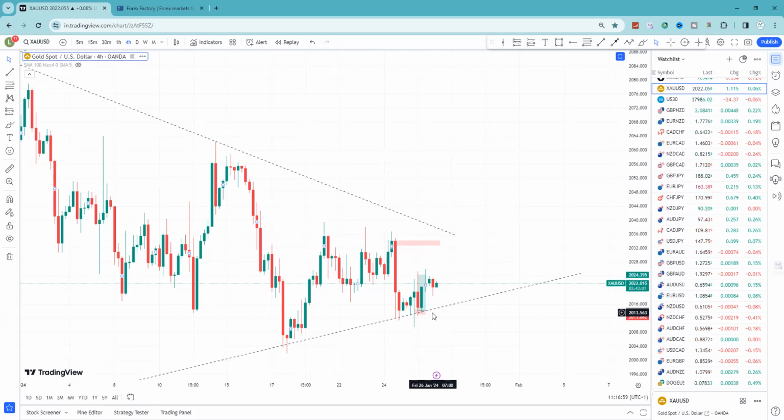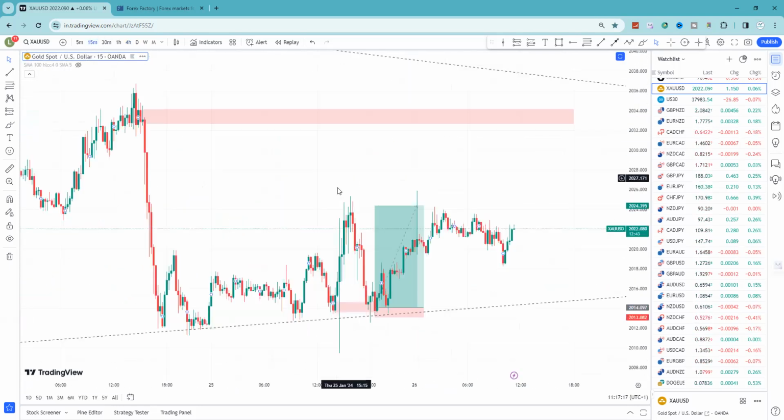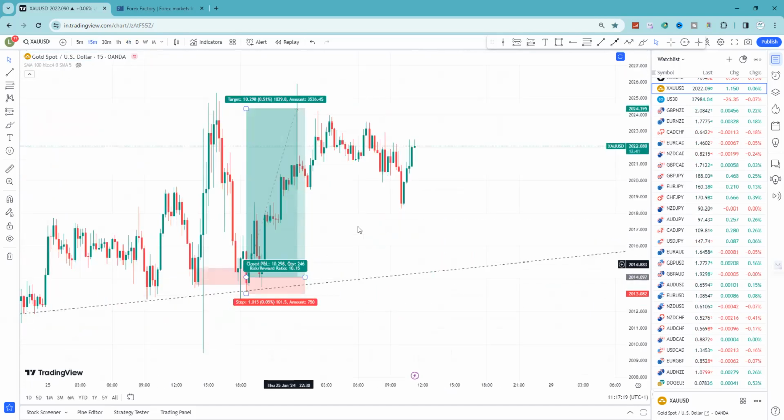Because listen, for you to most times catch 1:10, 1:20 trade setups, you need to find that area of value or that point of interest on the higher time frame and scale down to a very small time frame to look for the quickest changes happening in the market. So I had to scale down to the 15 minutes time frame, and on the 15 minutes time frame, this is what I could find.